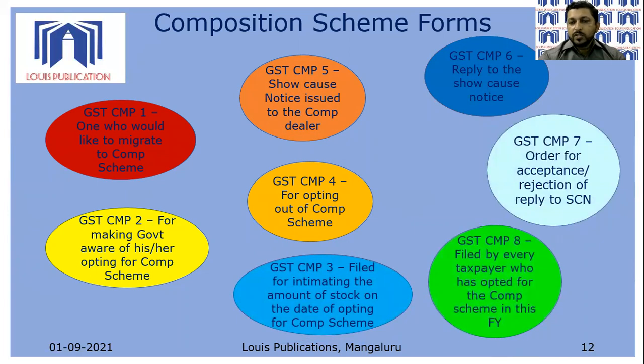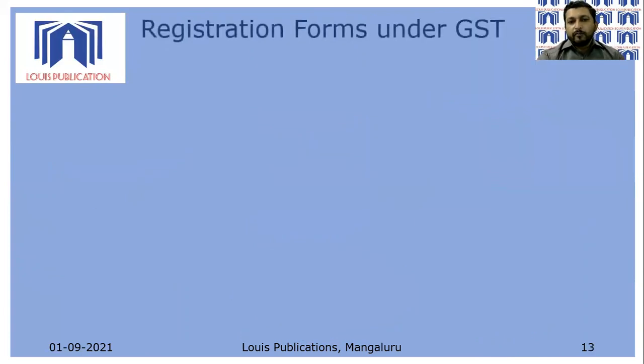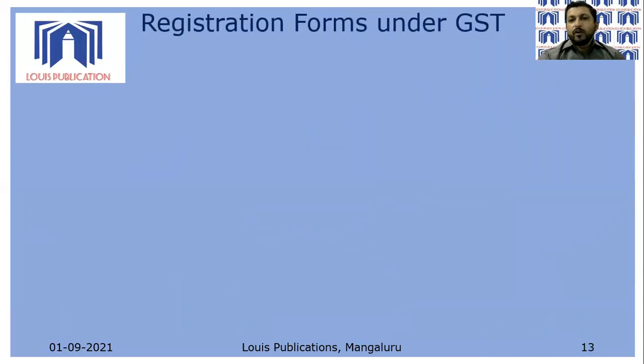And finally, GST CMP 8 is to be filed by every taxpayer who has opted for the composition scheme in this financial year. So GST CMP 8 will be filed only once, in the first year as a composite dealer. From the second year onward, GST CMP 8 need not be filed. Let's look at the last set of forms, the registration forms under GST.